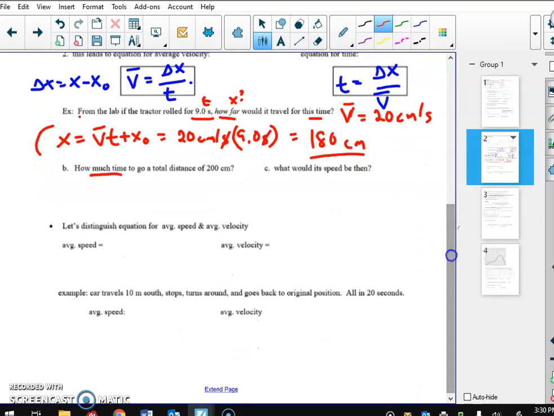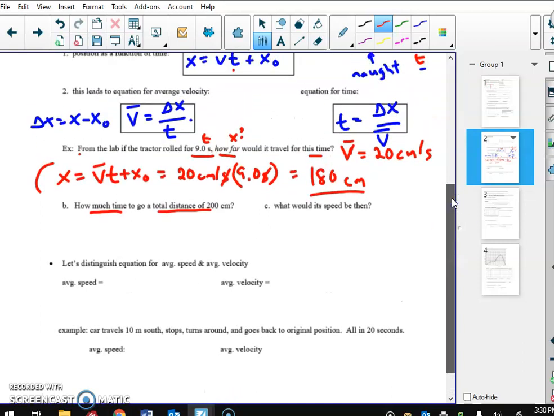Next question, how much time to go a total distance of 200 centimeters? Okay, so I'm looking for time. I can use any one of these equations. They're all really the same equation, just written differently, but I might as well go directly from that one. So time is change in position over average velocity. So my change in position is 200 centimeters divided by 20 centimeters per second, and that of course is going to be 10. You can convince yourself centimeters divided by centimeters per second gives you time of seconds. You should work that out.